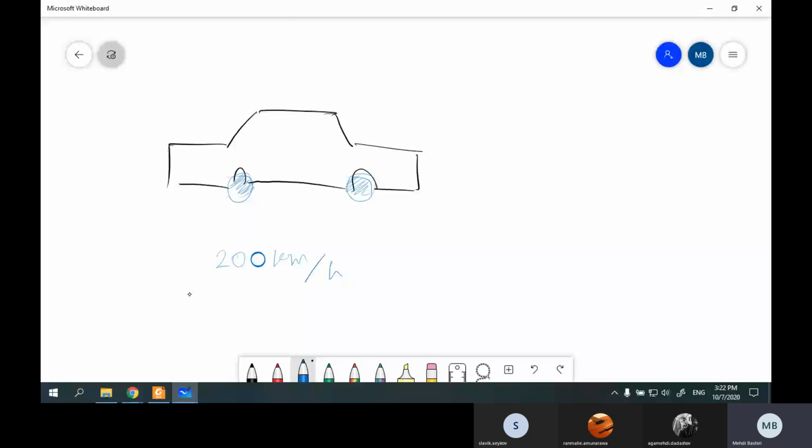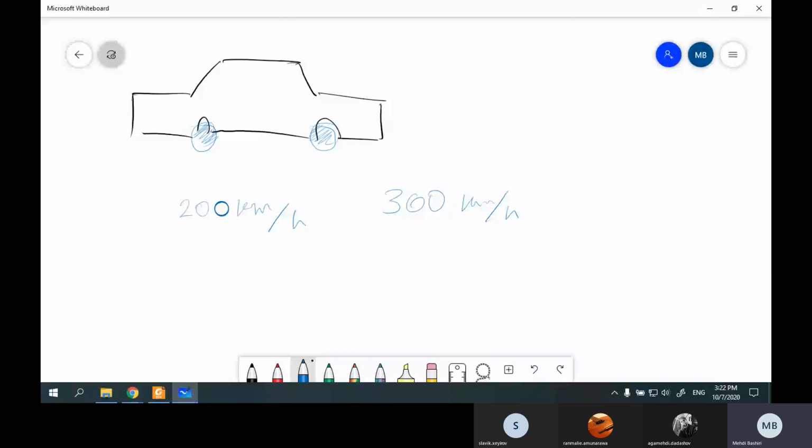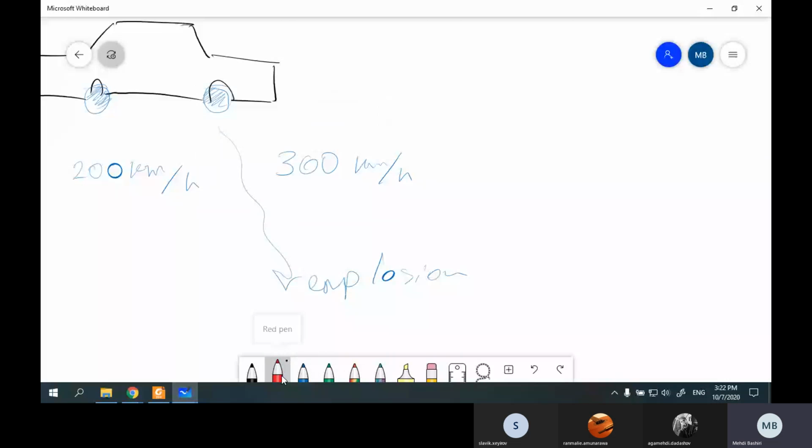What if you increase your speed to 300 kilometer per hour? What's gonna happen? Because of the increased heat, because of the increased pressure, you'll have what? Explosion. And this is the failure in here. So this is the failure when you are working with tires. So each element has its own failure.